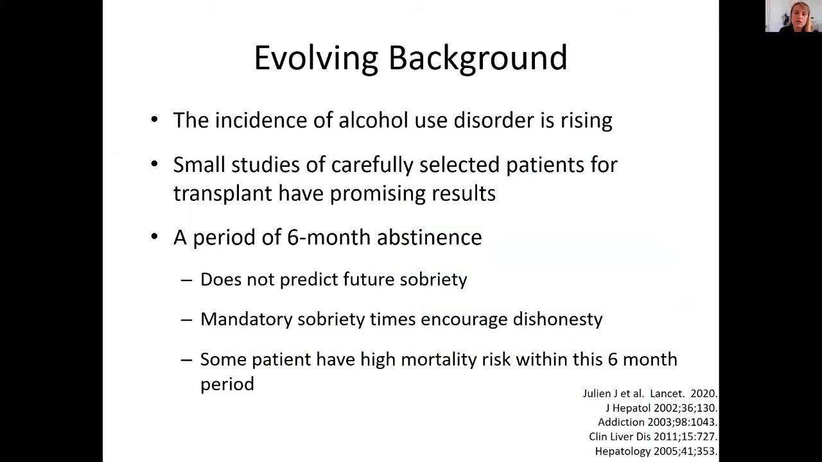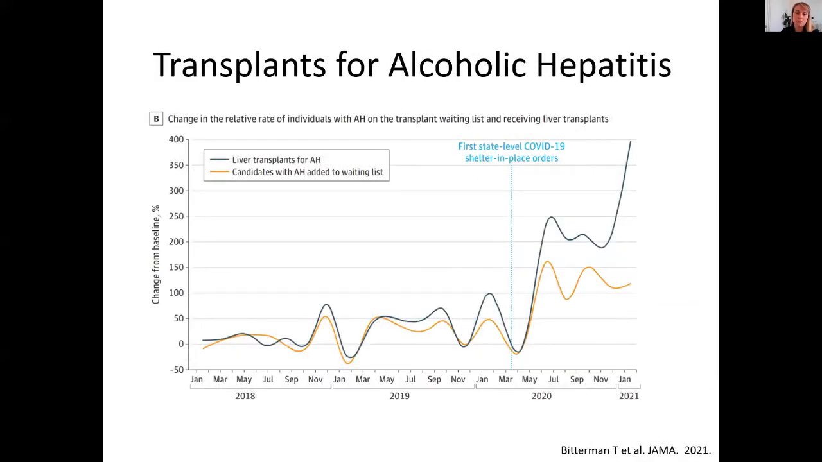So this evolving background is that not only is the incidence of alcohol use disorder rising, not only have small studies of carefully selected patients for transplant shown promising results, but also a period of 6-month abstinence, which we've all heard of as the 6-month rule, really does not predict future sobriety. These mandatory sobriety times probably are encouraging dishonesty amongst our patients. And some patients have high mortality within the 6-month period, and we're probably not able to help them because we don't see them early enough.